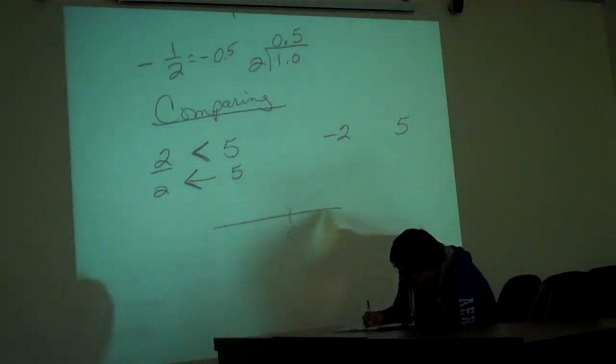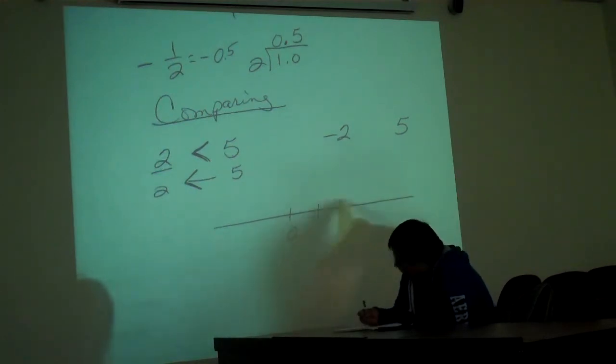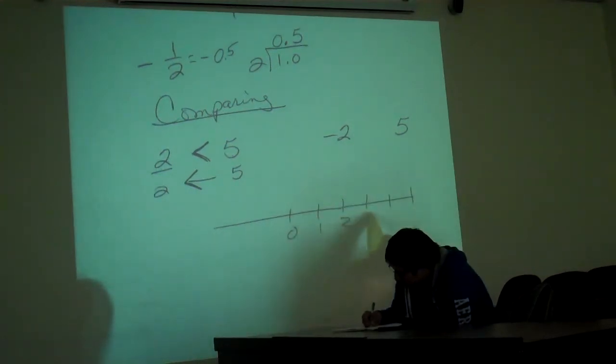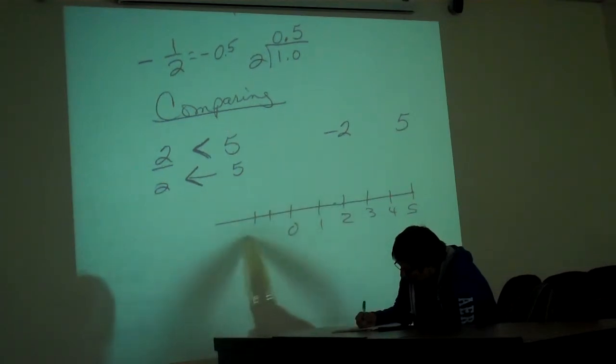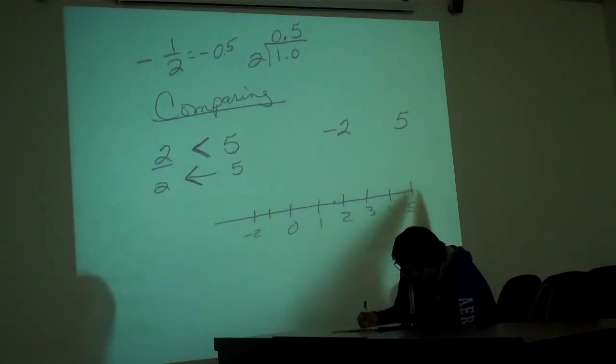See here you have your number line. 1, 2, 3, 4, 5. So the 2 and the 5. The 2 is to the left of the 5. The -2, it's still to the left of the 5, right?